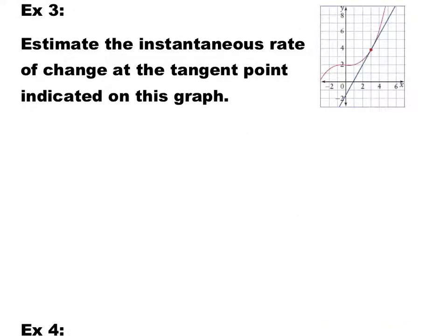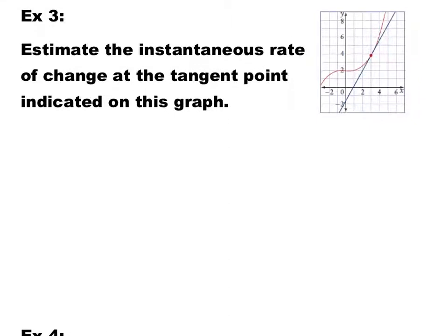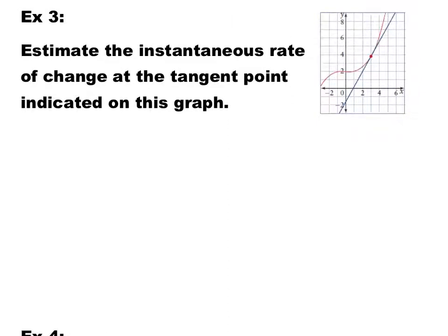In the next example, we are supposed to find the instantaneous rate of change at the tangent point, which is given here. Again, to find the instantaneous rate of change, we need to find the slope of this line. To find the slope of this line, pick 2 points, preferably the points which are on the intersection of the grid lines. We know that the coordinate of this point is given by 3 and 4.